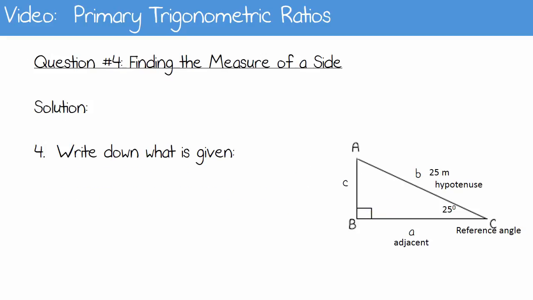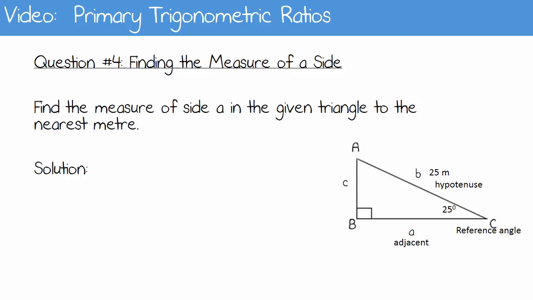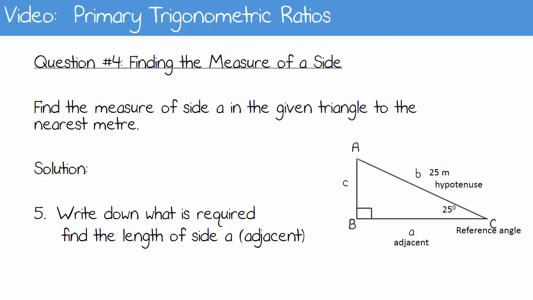Now, for the solution, write down what is given. You're given angle C at 25 degrees. You're given side b is 25 meters, which represents the hypotenuse. Write down what is required. You are required to find the length of side a, which is the adjacent side.